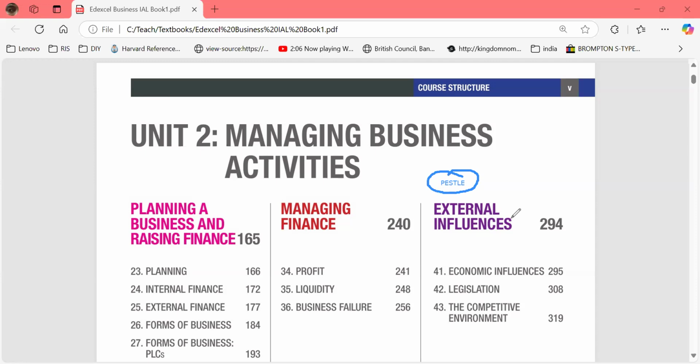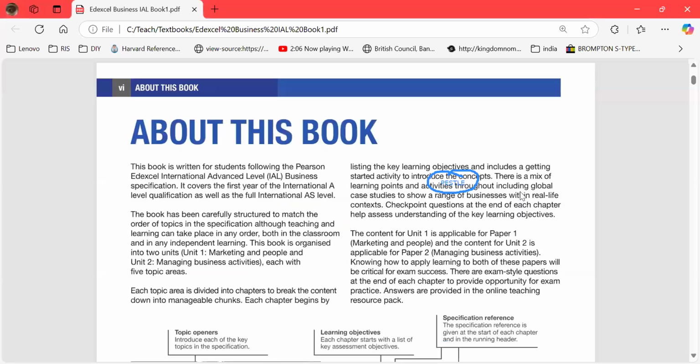influences. In the previous chapters, we discussed the internal factors of a business, and now we are discussing the external influences. PESTLE includes political, economic, social, technological, legal, and environmental issues. In chapter 42, we will be focusing on the legal issues. That is legislation. So let's move to page 308. Over there, we will have the rest of the discussion.